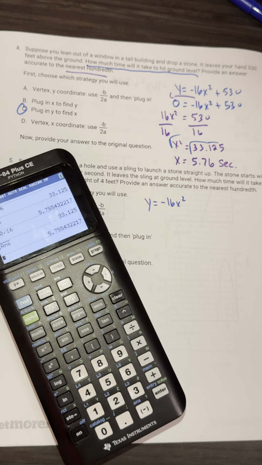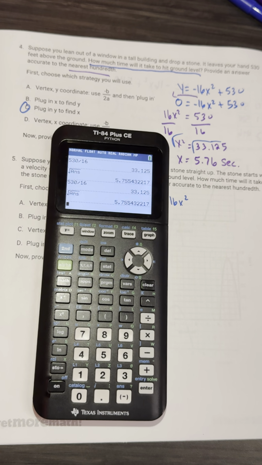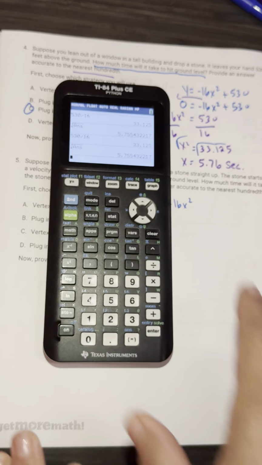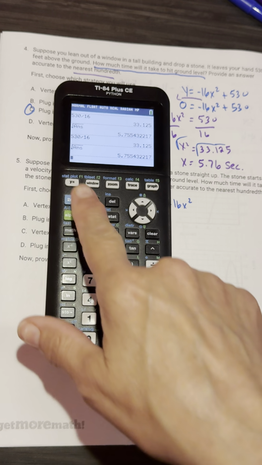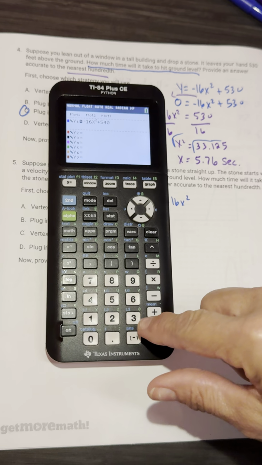So that is one way to find the answer. And I'm going to show you another way on the other problem, and the other is by the graph. So go to y equals, type the equation in. If you want to watch, you can.